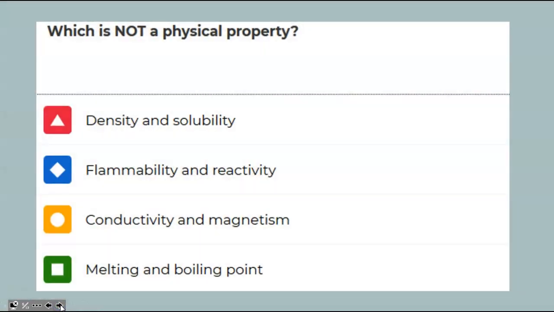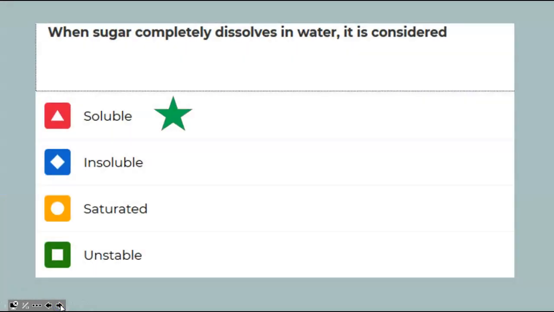Which is not a physical property? Well, we did not learn about flammability and reactivity, so we should automatically be clued into that is not the correct answer, or those are not physical properties. They are in fact chemical properties, but these are not physical properties that we learned about. When sugar completely dissolves in water, it is considered soluble. Soluble means it dissolves.